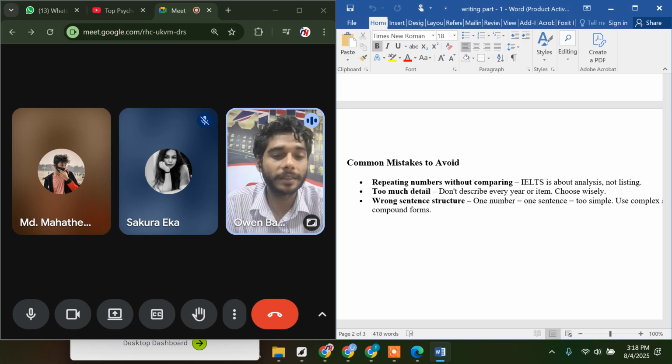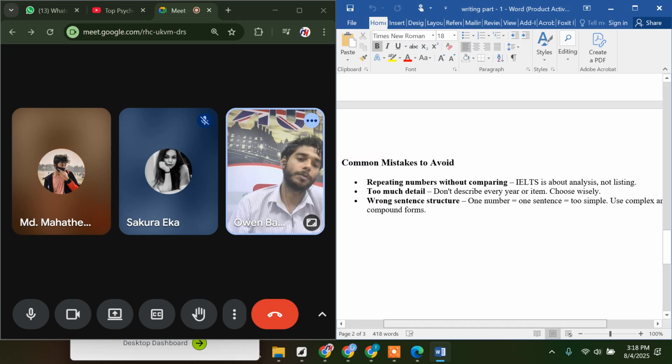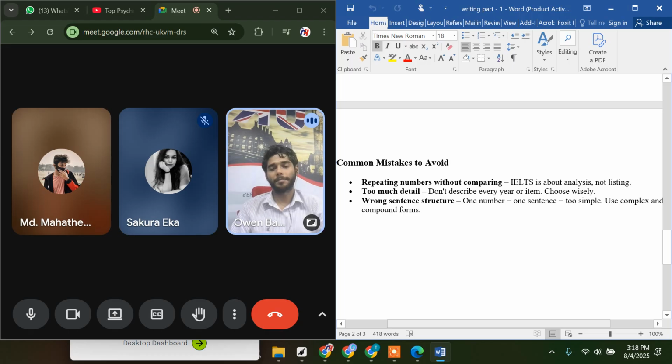And wrong sentence structure: one number, one sentence is too simple. So use complex and compound forms. So instead of writing it simply, try and write in a compound form, or try and write it in a complex way, so that whoever's checking your writing will say, no, you have a good grammatical range, you can work with complex sentences.